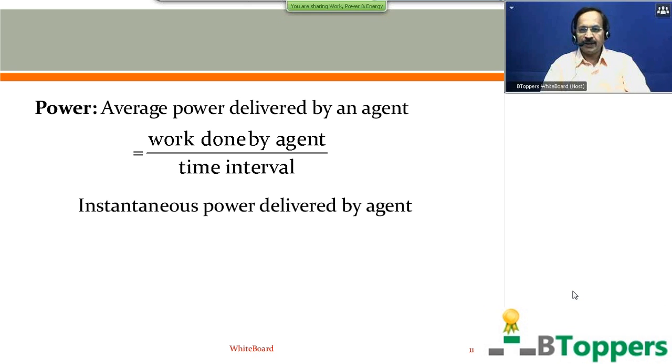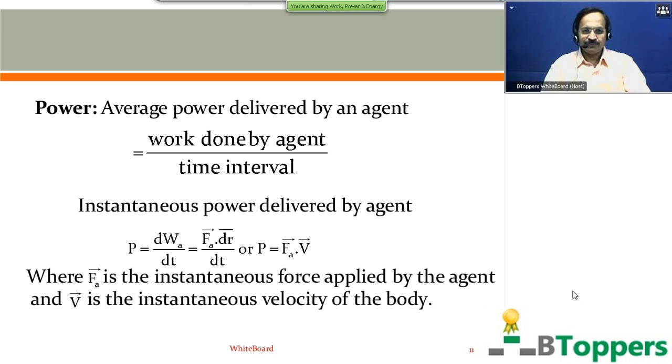So instantaneous power delivered by an agent is given by P equal to dW_A by dt. As explained already in the earlier class, I am summarizing the same discussion. dW_A represents work done by the agent during the infinitesimally small interval of time dt. dW_A can be written as F_A bar dot dr bar. Here F_A bar is the force applied by the agent on the body. So P equal to F_A bar dot V bar. F_A bar is the instantaneous force applied by the agent and V bar is the instantaneous velocity of the body.